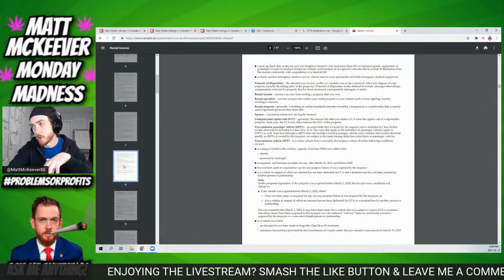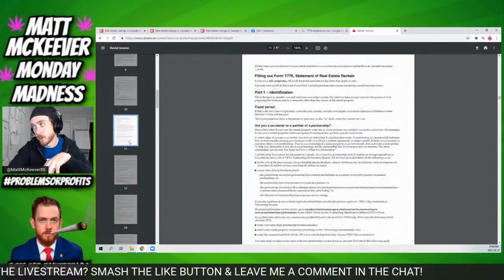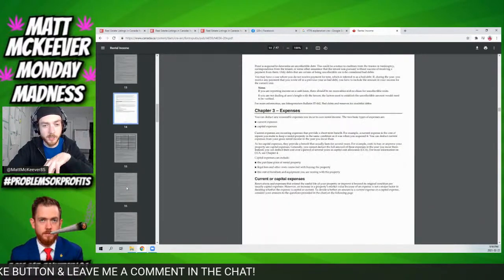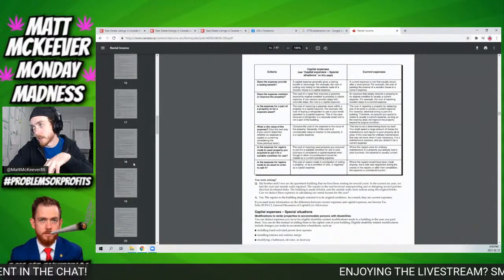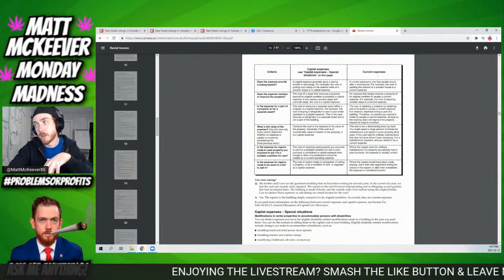But essentially, if you go through this line by line, again, it is a little tedious, but it's extremely thorough. And remember, Control F is your friend when you're trying to find things here. So just hit that Control F and track things down. But again, right here, it's breaking down whether things are current expense or capital expense, right?